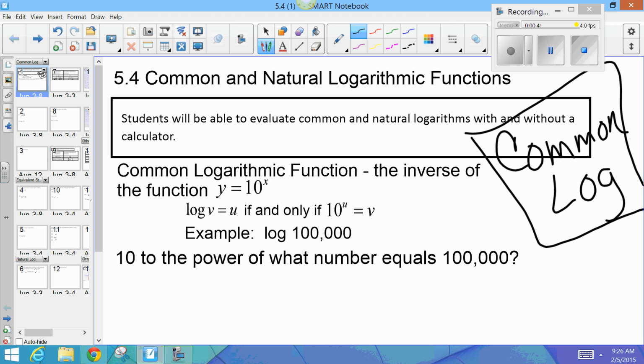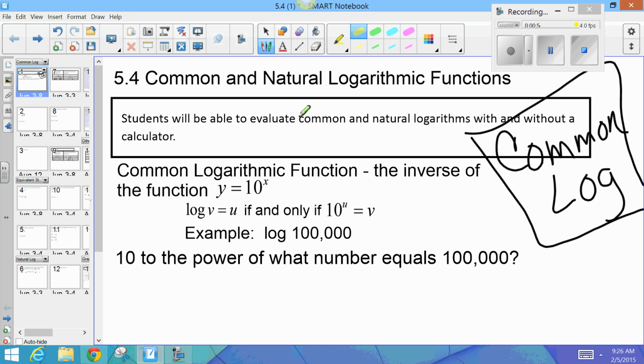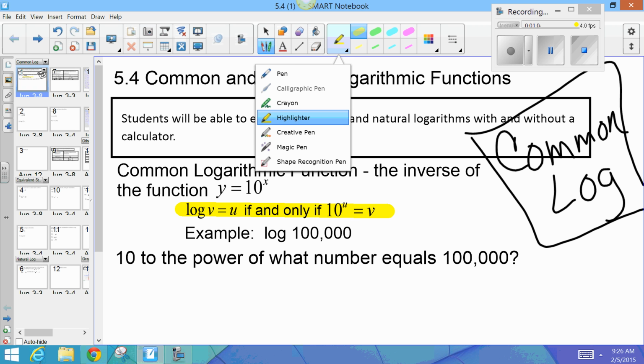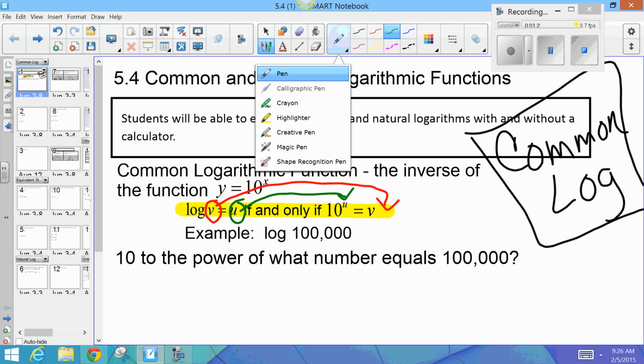All right, so here we've got the definition of the common log right here. Okay, so what we've got to do is we are going to take, let me get my pen back out, our v, and that goes all by itself on one side of the equal sign. And we're going to take our u, and we're going to make that the exponent. Okay, so here I've got an example problem.